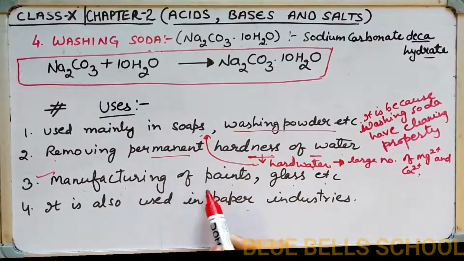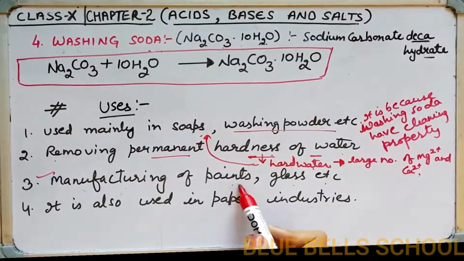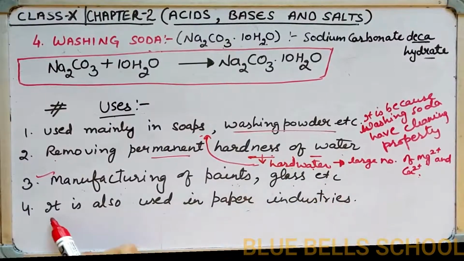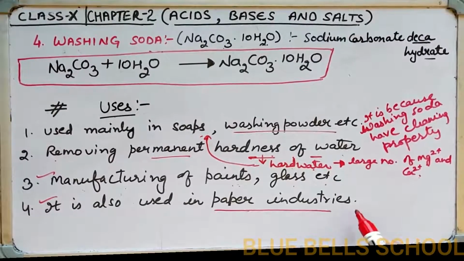Third use, manufacturing of paints and glass, etc. Washing soda is also used in manufacturing of lots of paints, dyes, and in glass industries, etc. It is also used in the paper industry.